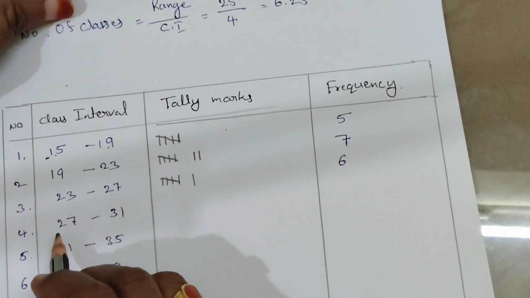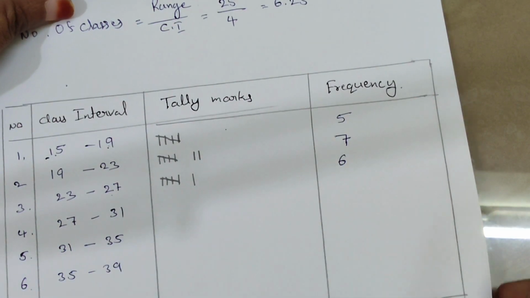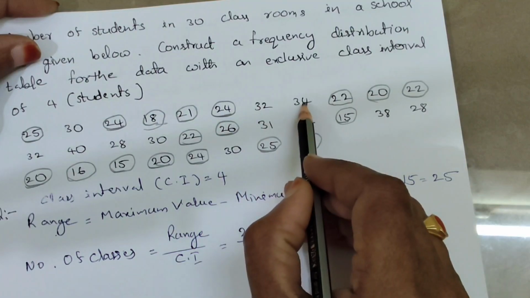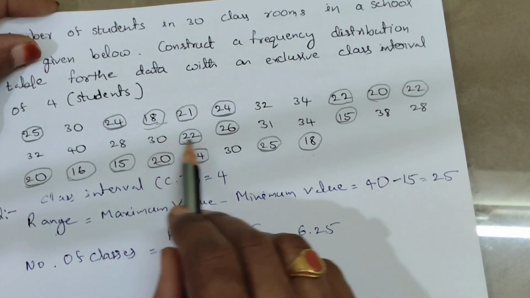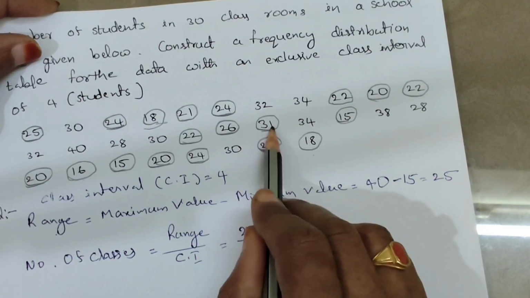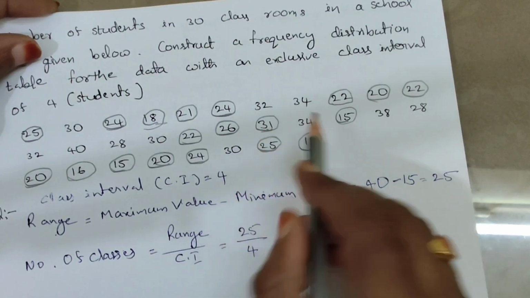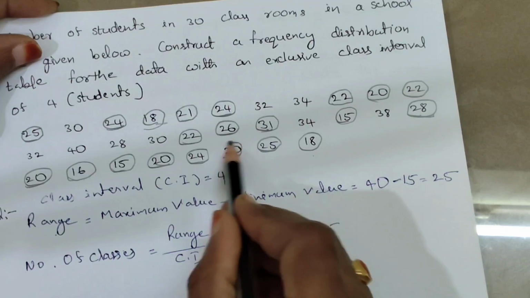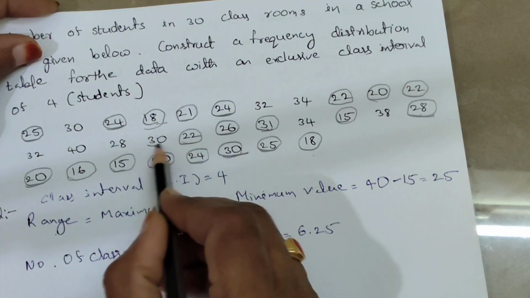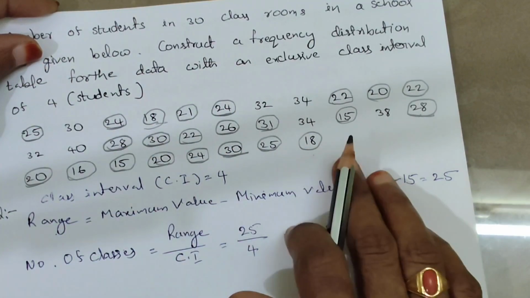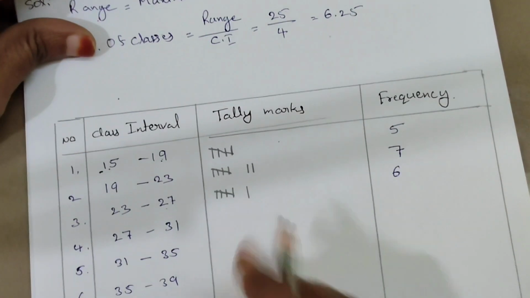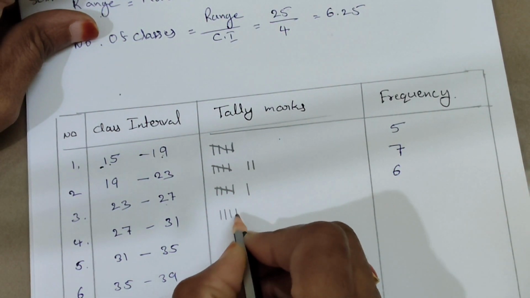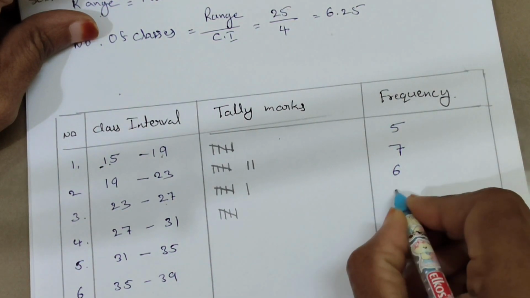Now next we calculate the fourth class, 27 to 31. Here 1, 2, 3, 4, 5. Here a total of 5 numbers are there. So we write the tally marks: 1, 2, 3, 4, 5. Now we write the frequency as 5 also.